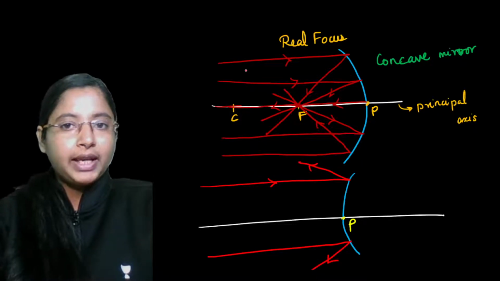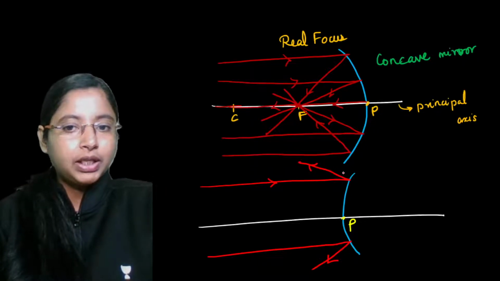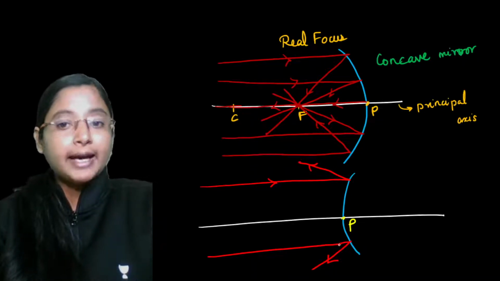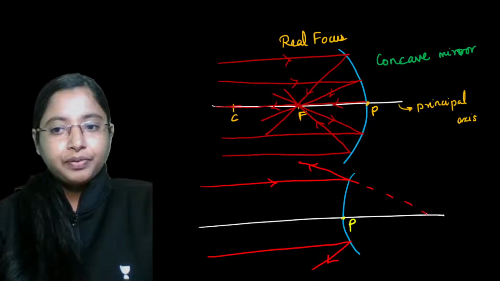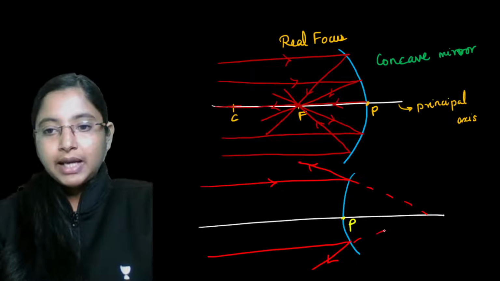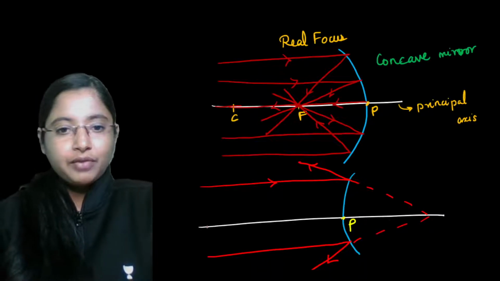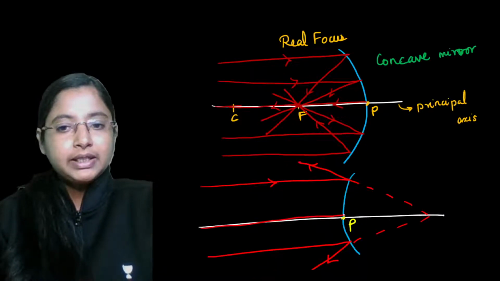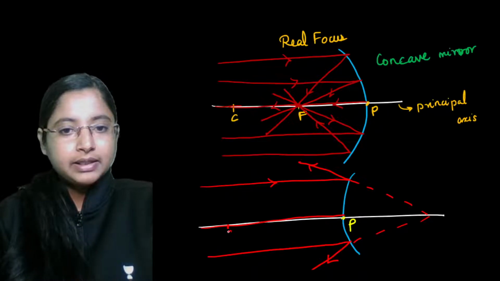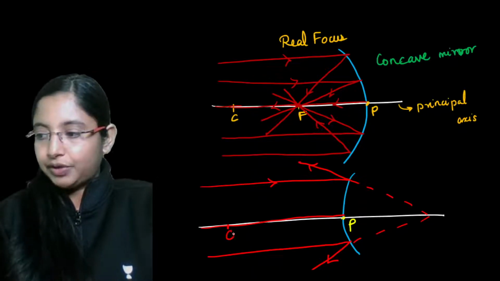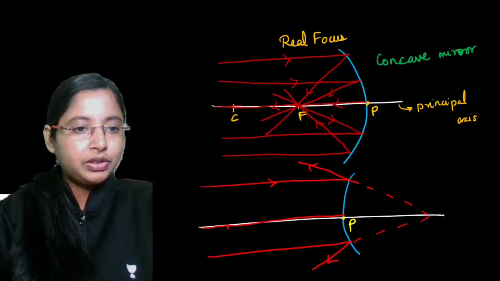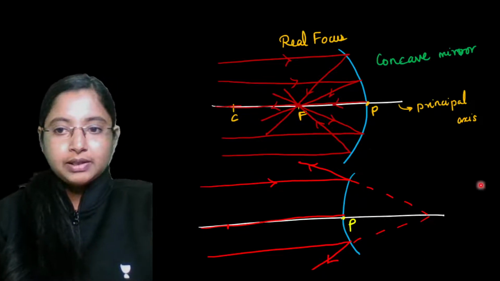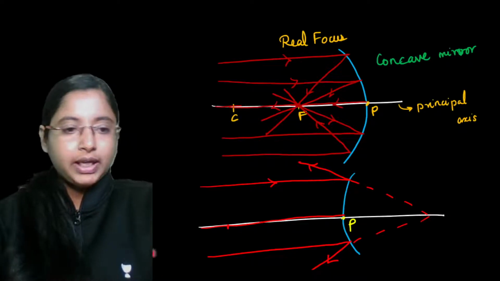But we just saw that for the concave mirror, all the rays converge at a point. In this case, they are all diverging. So we are going to extend the rays backward such that they meet at a point. In this case, this side won't be the center of curvature of the mirror, because this is part of a spherical surface. The center of curvature would lie on the other side.